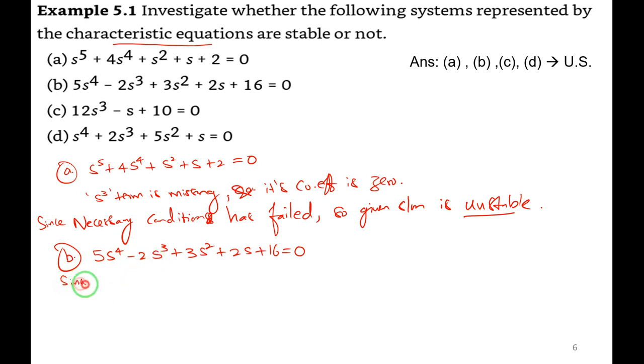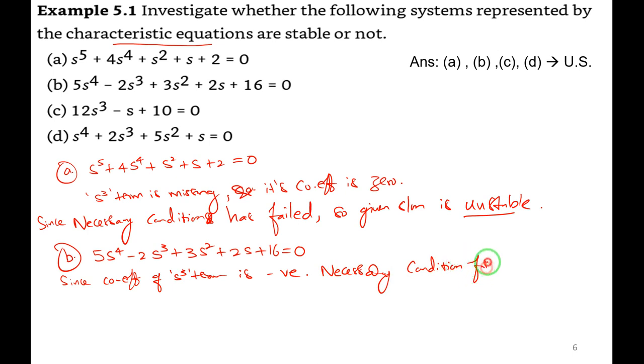Since the coefficient of the s cube term is negative, the necessary condition for stability fails. Necessary condition fails, so the given system is unstable. This is very much clear. Just by inspection we are doing this. We observe whether all the coefficients are positive or negative, or any of the coefficients is missing or 0. Then part C.